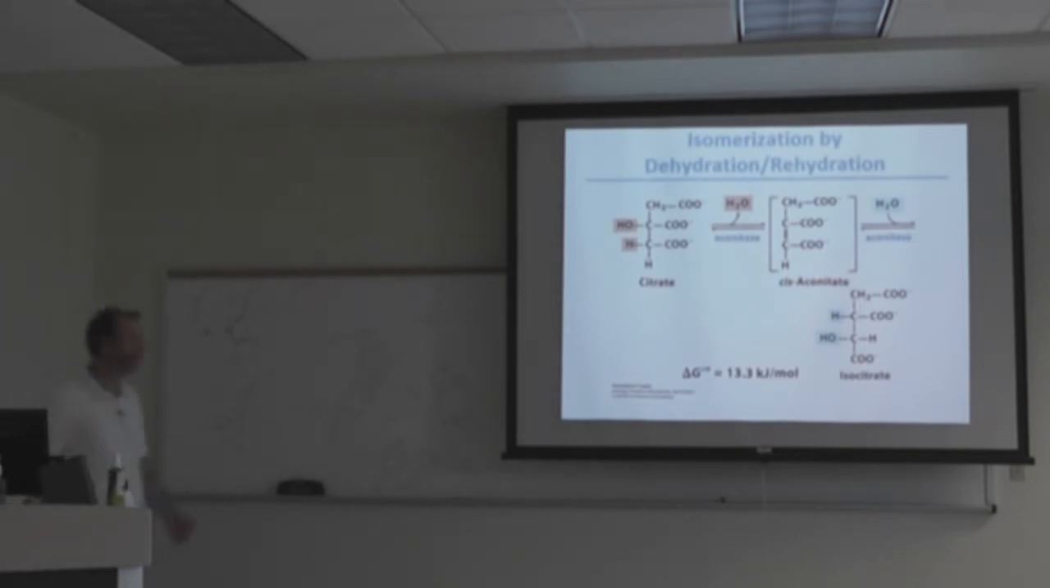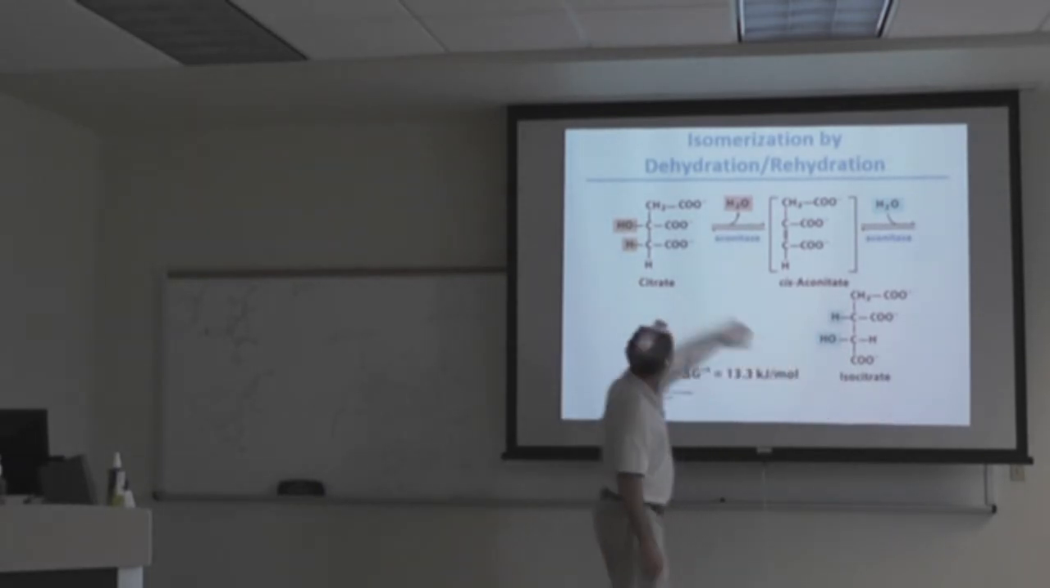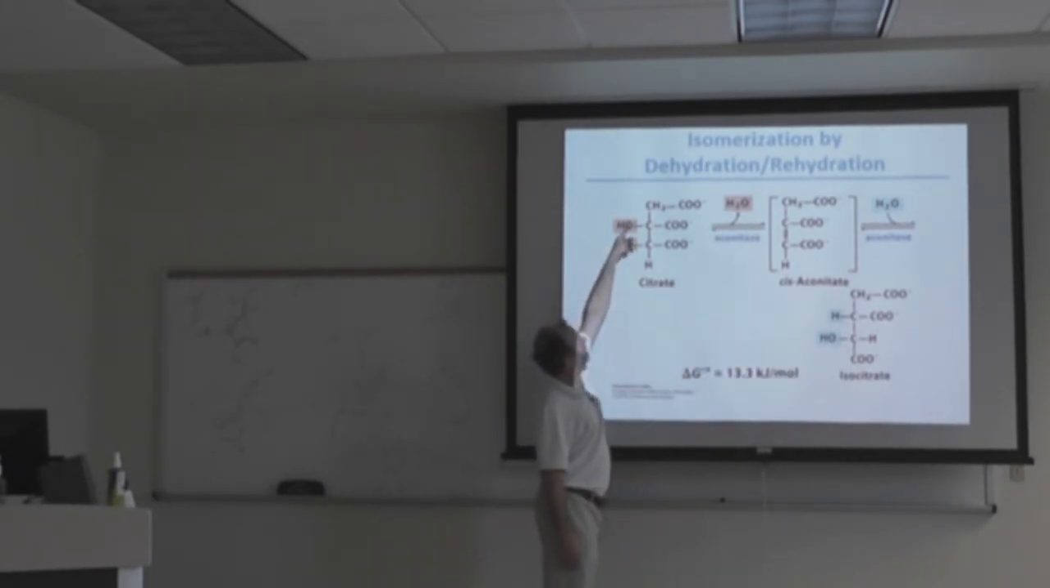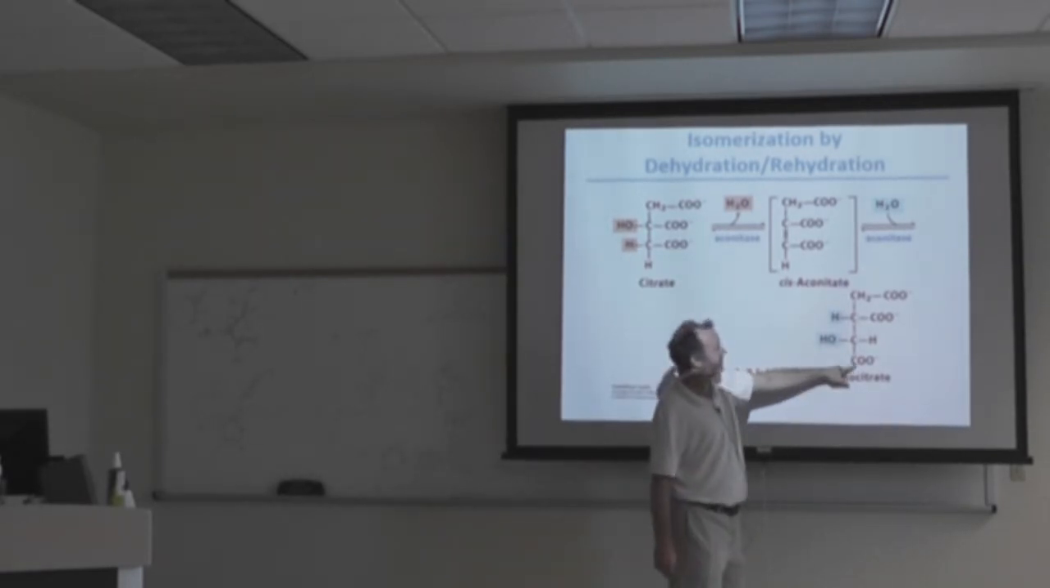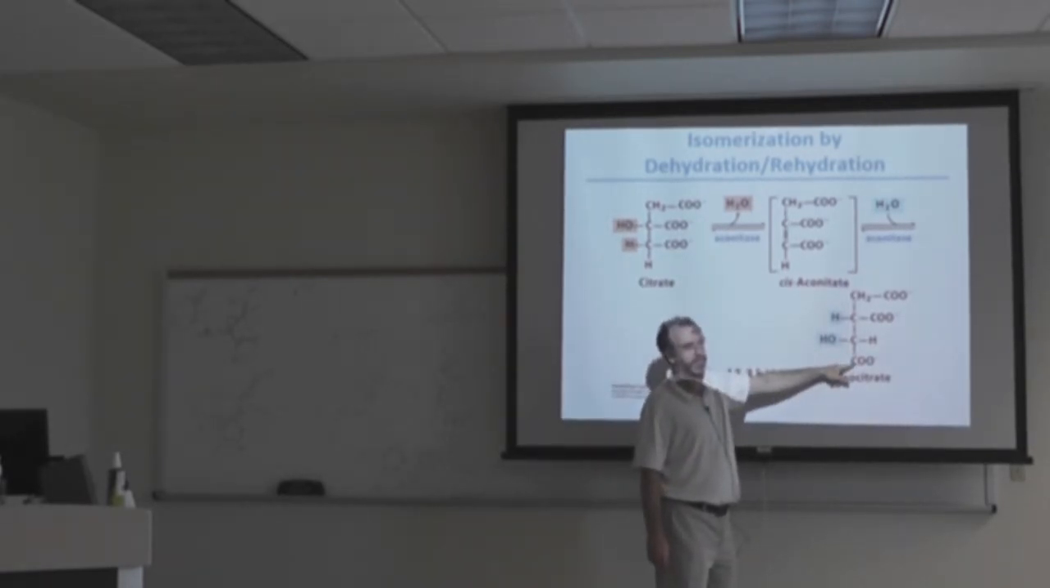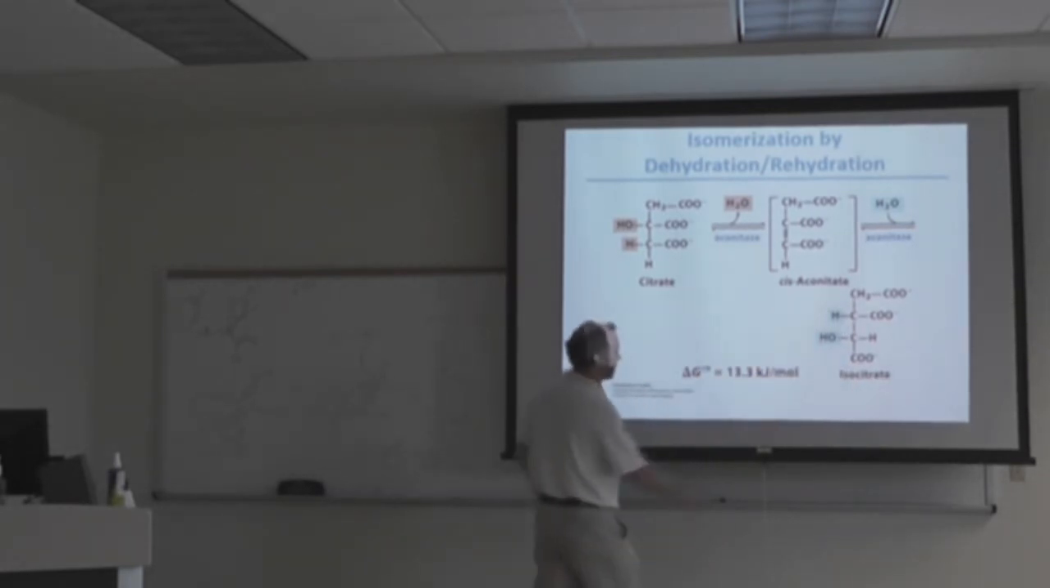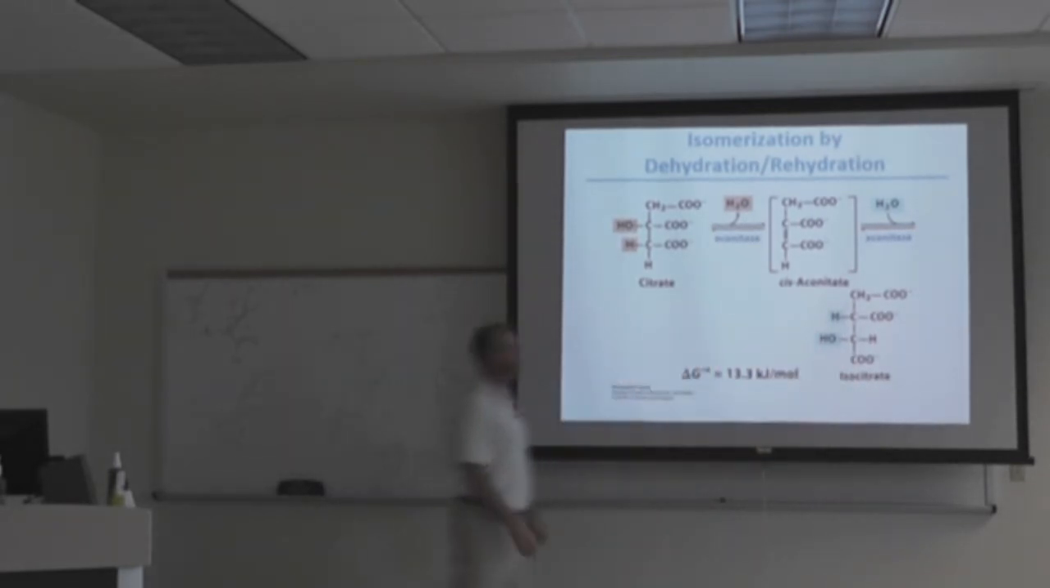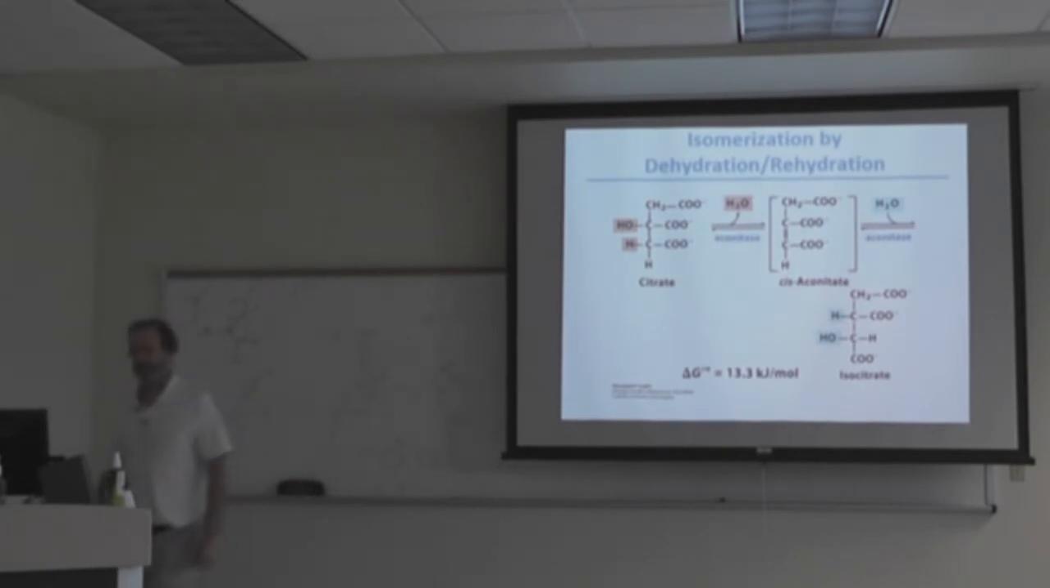Next reaction is to isomerize. You take citrate and make isocitrate. Basically, you're just moving the alcohol from this carbon to this carbon. It makes it next to this carboxylic acid. Okay, that makes it easier for a decarboxylation, reduction or oxidation to occur.